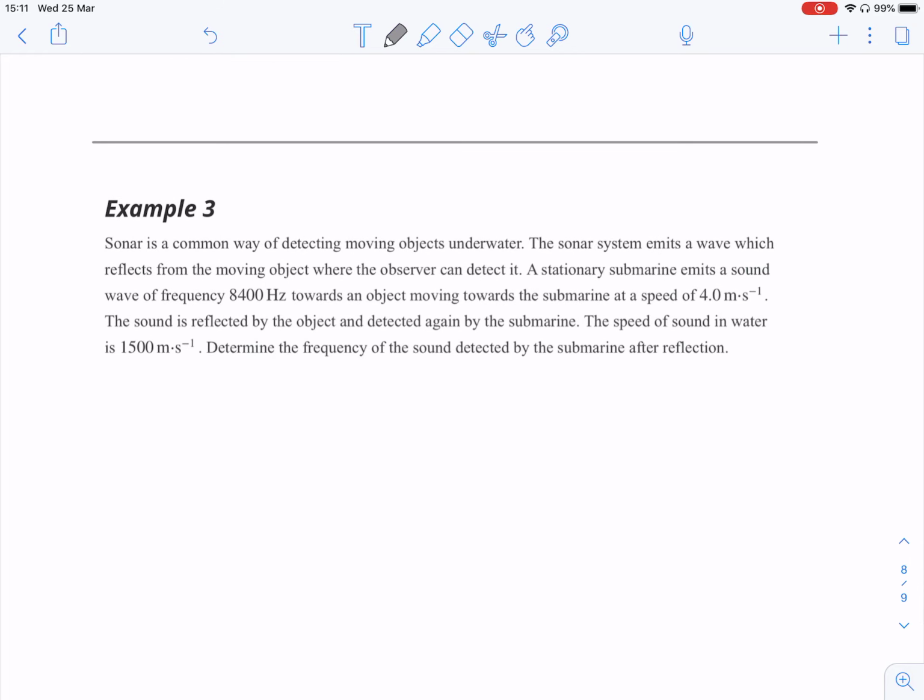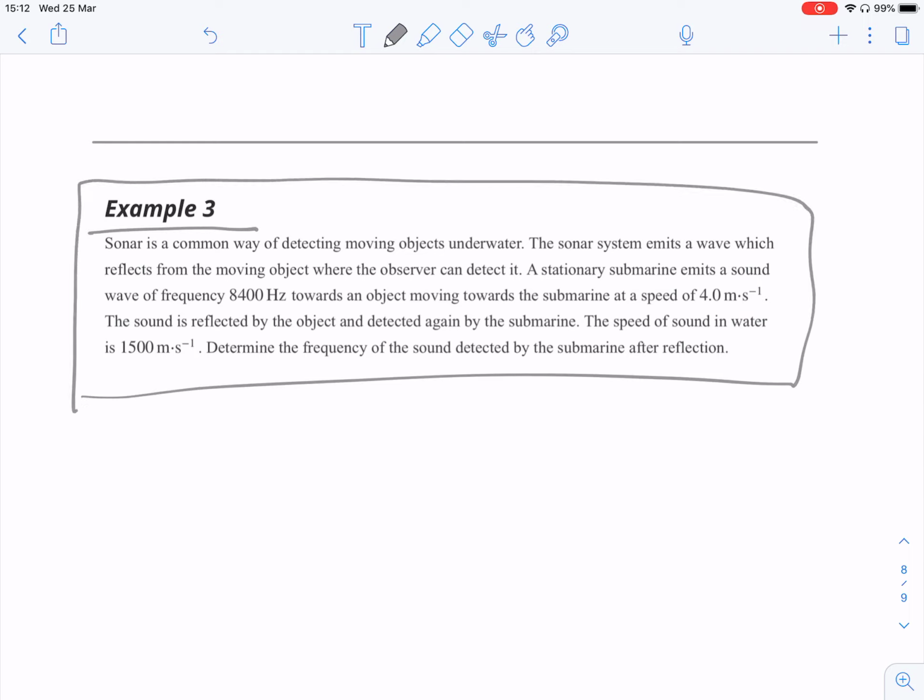Okay, lastly, we have sonar as a common way of detecting objects underwater. The sonar emits a wave that reflects off objects. A stationary object emits a sound of 8,400 hertz towards an object moving towards a submarine. The sound is reflected by an object. Actually, this reflection thing, let's look at this another time, okay? We'll cover this next lesson, all right?